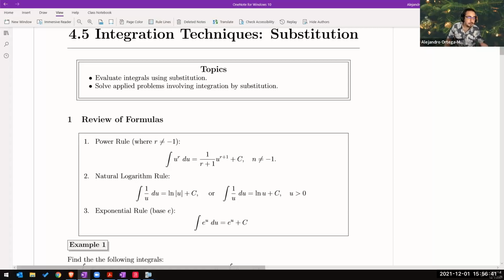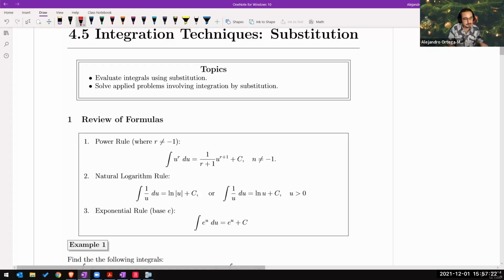That's why we're back to adding a c. Now the other rule that we saw before was for logarithms. If we have the integral of 1 over u du, then it's the ln of the absolute value of u, namely because the natural log does have a restriction in its domain. You cannot take the log of a negative number, so that's why we have the absolute value there, plus c. Now, in the case where we know that u is greater than 0, then that's fine. You can just avoid the absolute value.